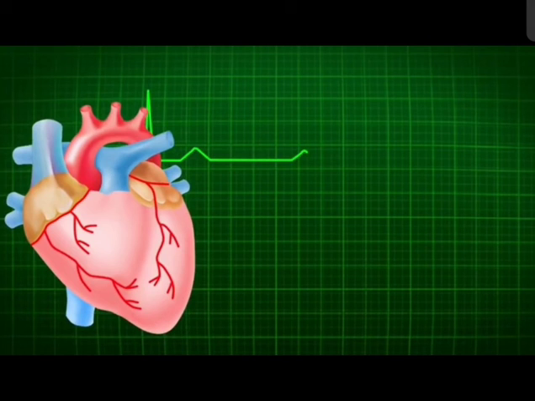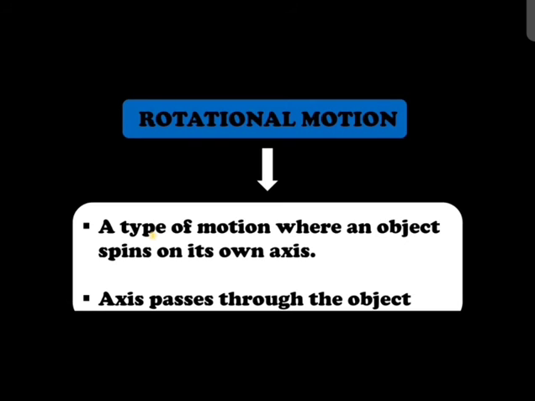Now the next type of motion is rotational motion. Rotational motion is a type of motion where an object spins on its own axis. It is a type of motion in which an object spins on its own axis. The axis passes through the object.